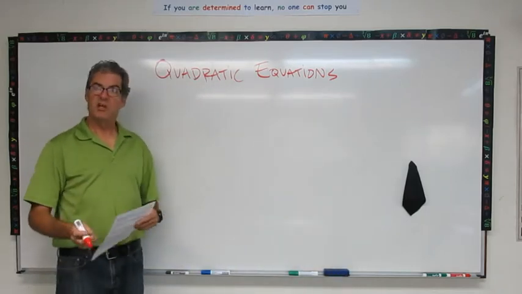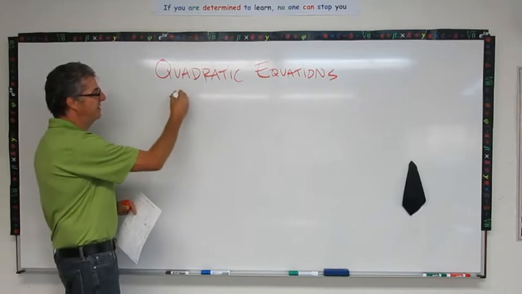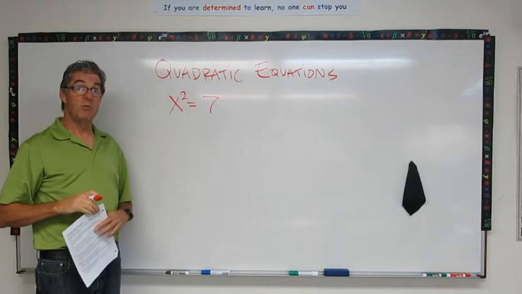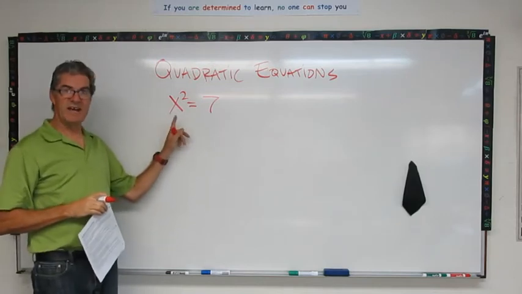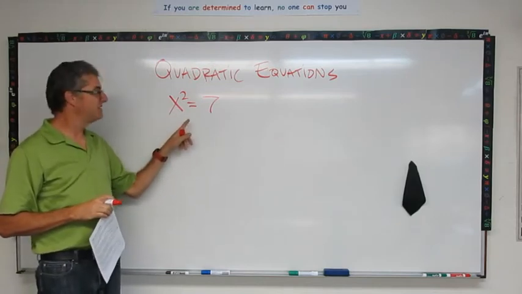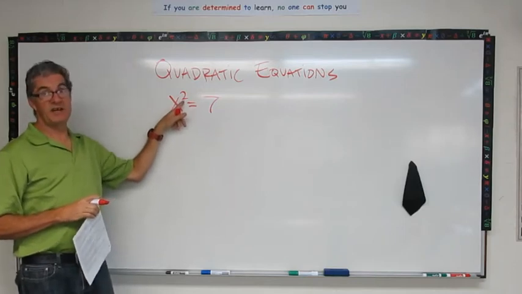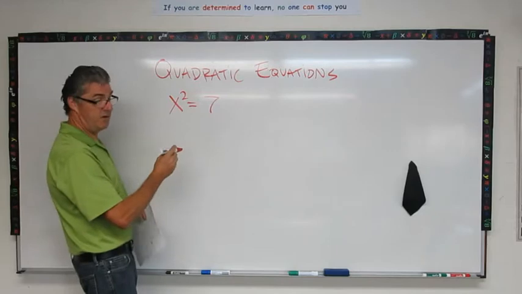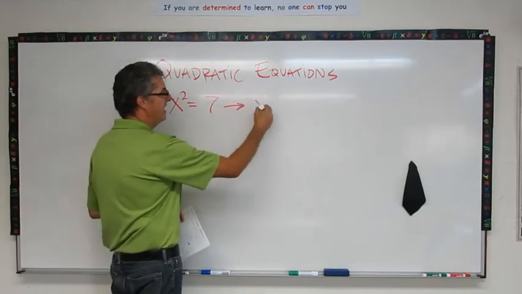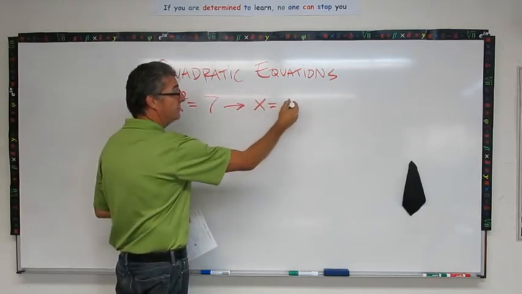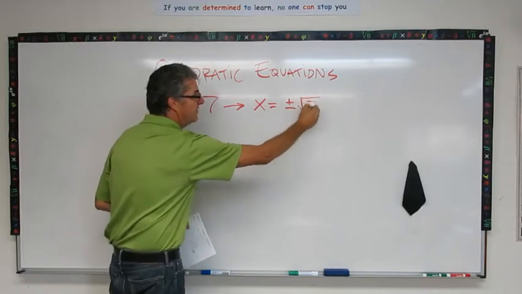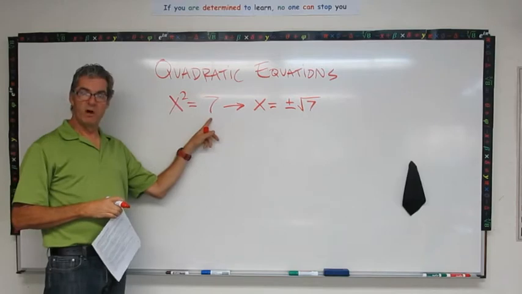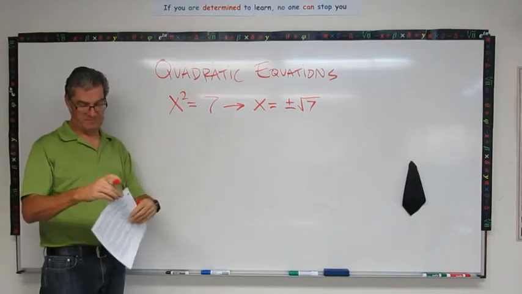Okay, so let's take a look at one of these quadratic equations. X squared equals 7. Okay? Now, when we solve a quadratic equation, we want x alone by itself on one side of the equal sign. Right now, we have x squared. How do we get rid of the squared? We take a square root of both sides, so that's going to give us x equals plus or minus the square root of 7. Okay? This is your most basic form of a quadratic equation.